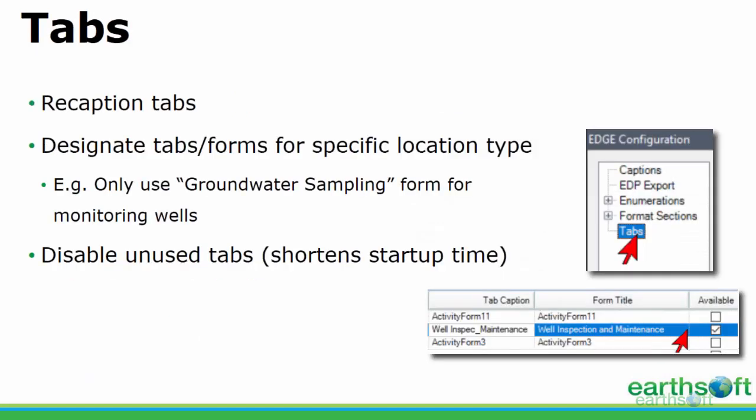Configuring tabs in the configuration tool allows us to recaption them, just to make the look and feel of Edge just what we want it. We can designate certain tabs or forms for certain locations. The example I have, and I'll show you later, is to have a groundwater sampling form only accept new records if you're at a monitoring well.